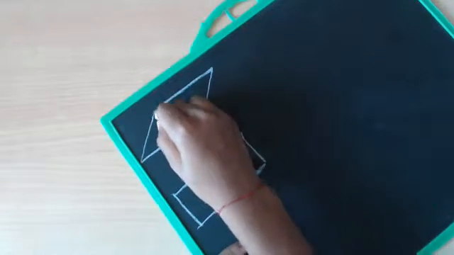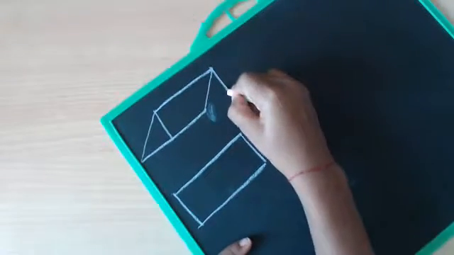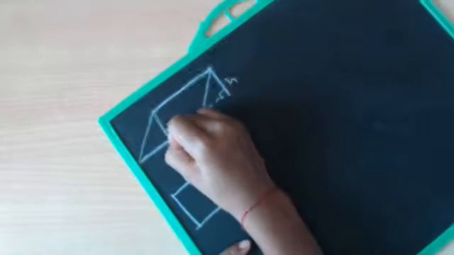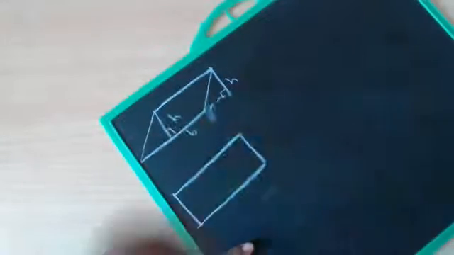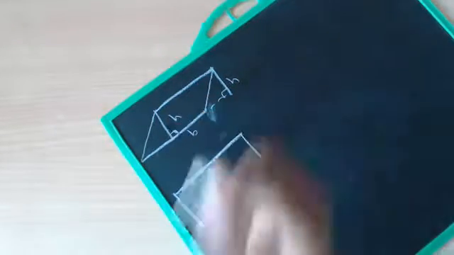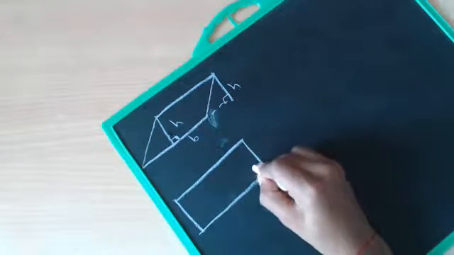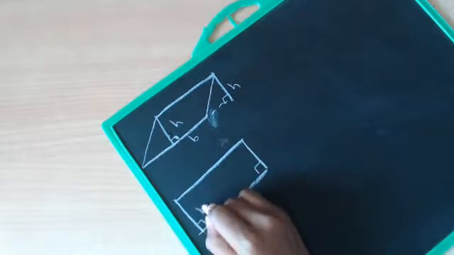And in this parallelogram, the height can be inside or outside, and it is perpendicular to the base. Now, in a rectangle, we don't need to draw in the height because one of the sides is a height and it is perpendicular to the base.